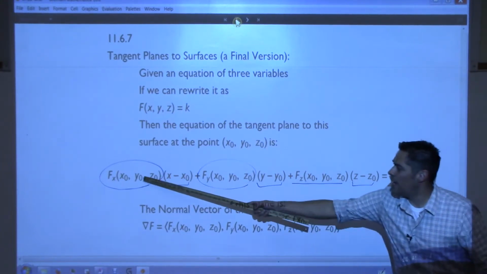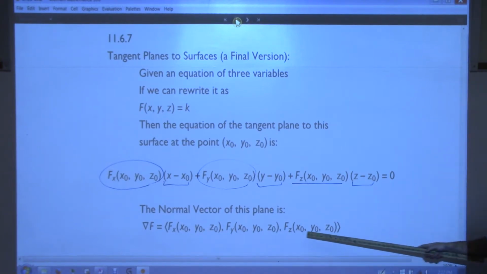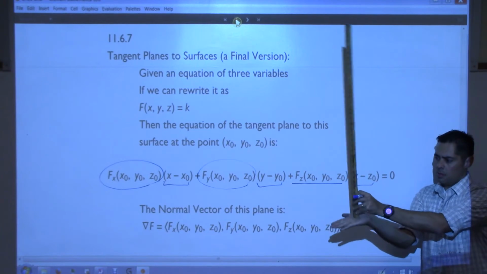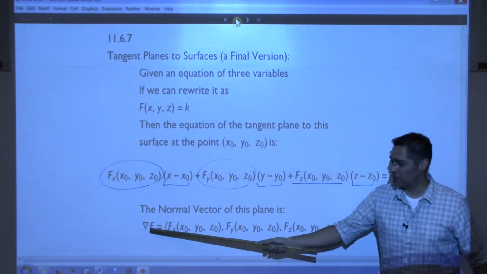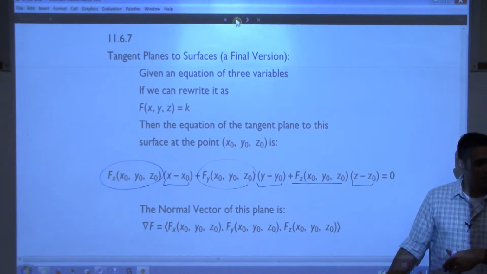So this is the a, the b, and the c. So that's actually the normal vector of the plane. Remember the normal vector sticks out of the plane like this? So the gradient vector is the normal vector of the plane. That's what it is.